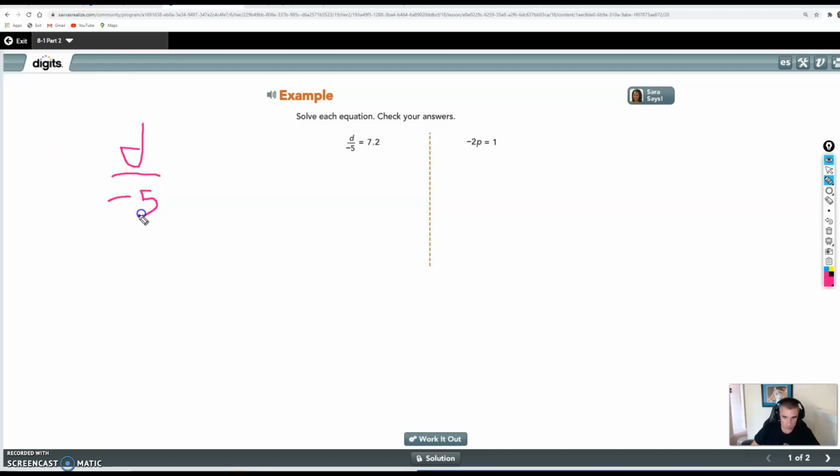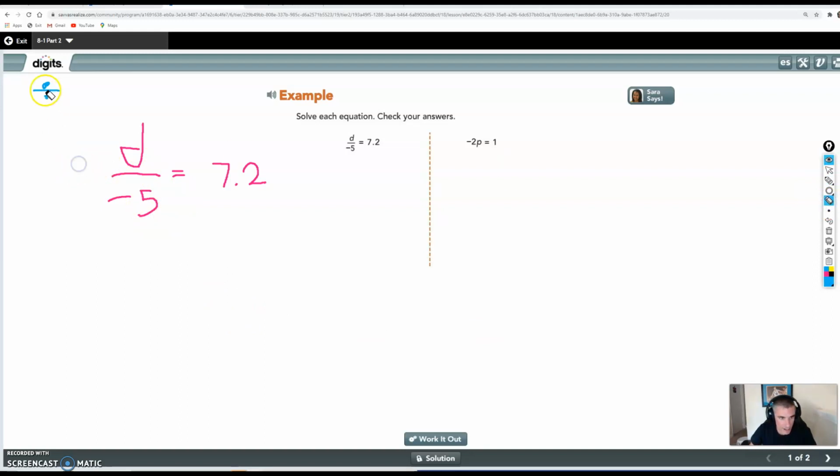In the past, you are probably used to seeing a little division symbol for when we want to divide. And by division symbol, I mean this little guy, right? It's a line with a dot on the top and a dot on the bottom. Well, in Math 8, when we want to show division, we really show it by using a fraction bar. This means d divided by negative 5.